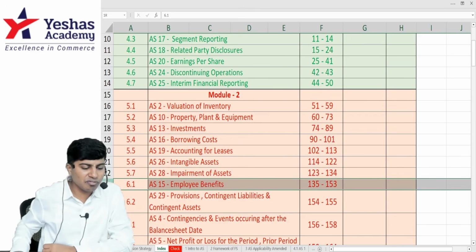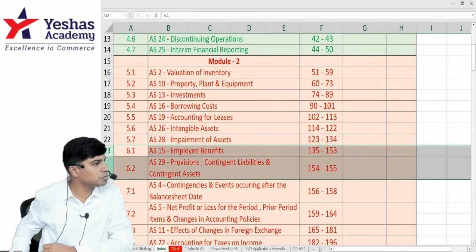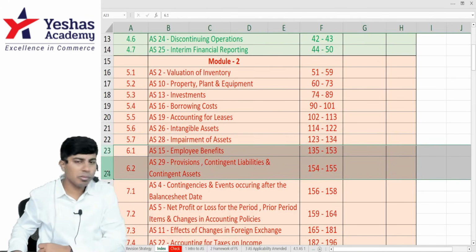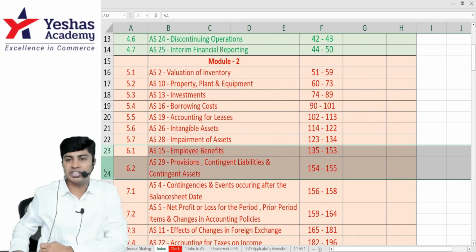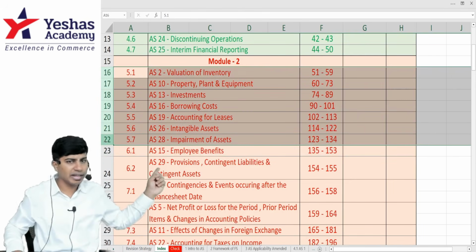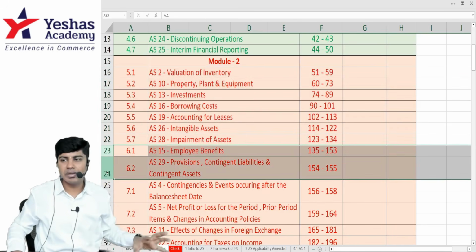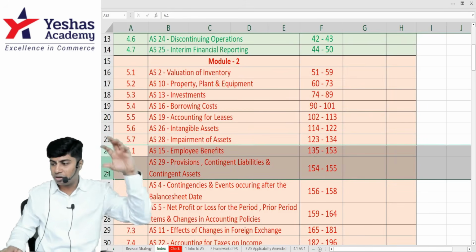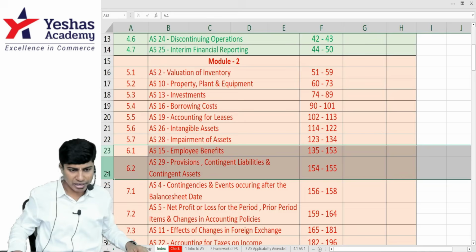Then we have AS 15. This is chapter 6. There are two units, 6.1 and 6.2. 6.1 is employee benefits, 6.2 is provisions, contingent liabilities and contingent assets. These two standards are liability based standards. I told you, you remember? The entire chapter 5 is based on assets. Chapter 6 is basically based on liabilities.